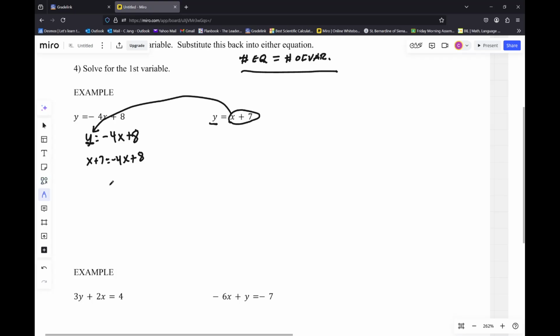All right, so how are we going to solve this? Well, you should know how to solve this. This is going to look really simple. We're going to add 4x to both sides because I'm going to move all my x's over to the left side, sorry.